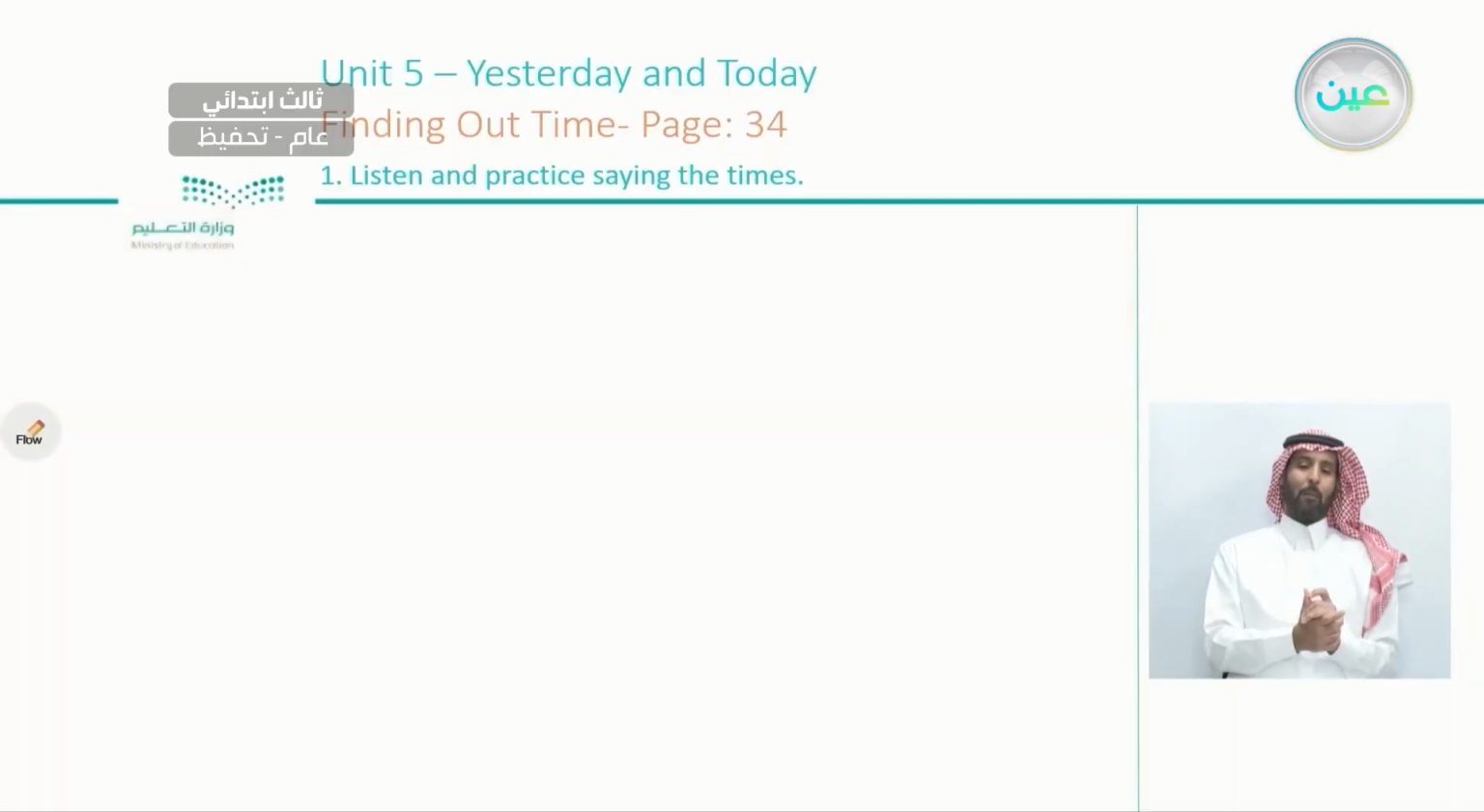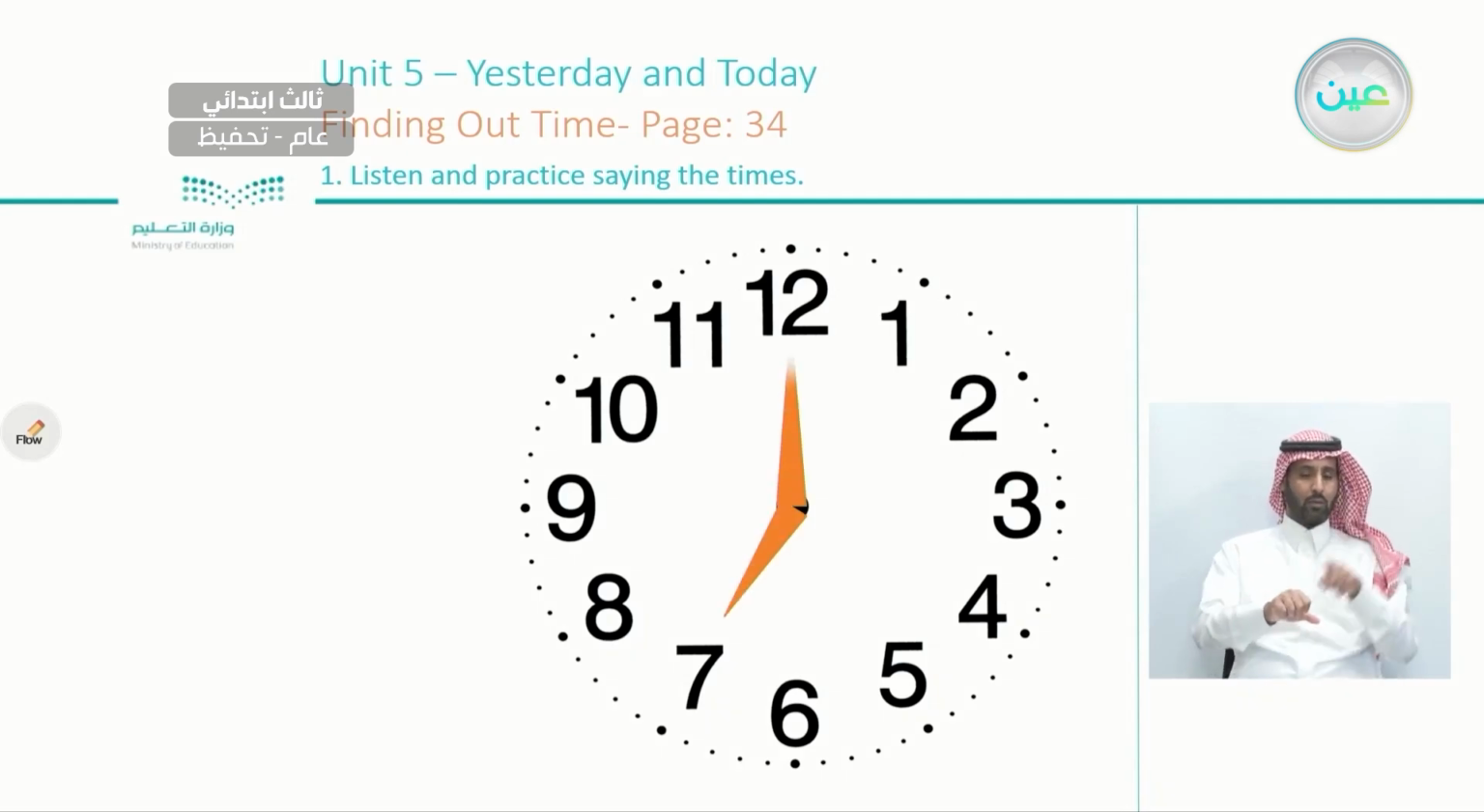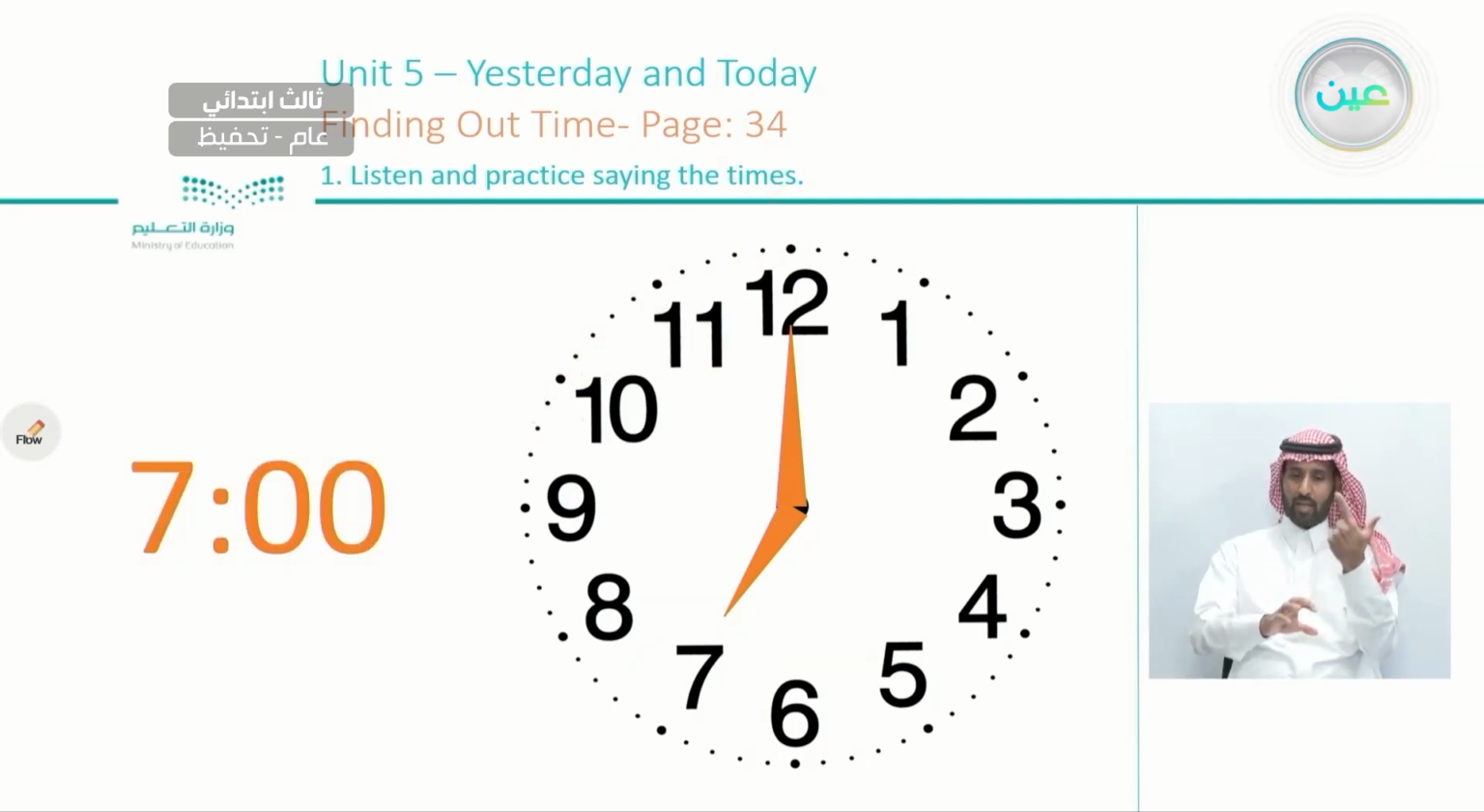Now we have this clock here, again starting from 1 up to 12. This is the clock, and those are the hands. We have the short one here and the long one here. Now can you read it? Can you tell me what time it is? It's 7 o'clock. Excellent.